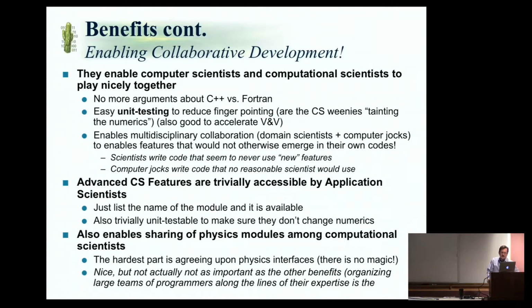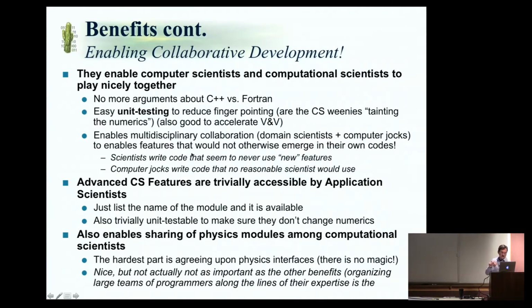The other part of it is organizing your team of scientists and computer scientists together. And so this is the collaborative development. So computer scientists and domain scientists, you make an agreement and you can actually collaborate together more productively. No more arguments about C++ and Fortran. You don't have to teach your physicist about unit testing because they don't really want to know, it turns out. And so this enables you to smuggle that important feature in without having to teach them.